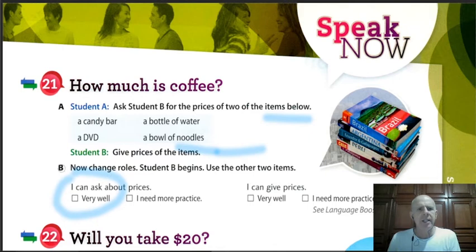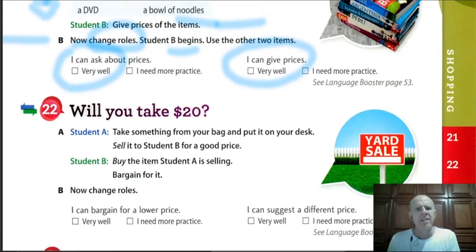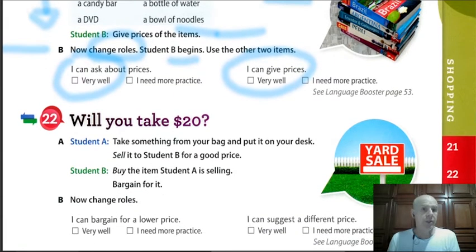And obviously, now after doing this short dialogue, we are going to exchange roles. And if you were student A, now you will be student B, and you start asking about the other two items, right? Can you give prices? Can you ask about prices? This is the objective of this review. Then we are going to 22.